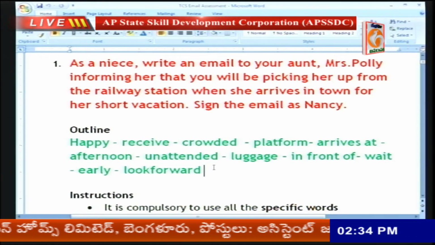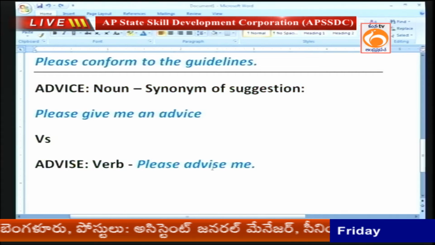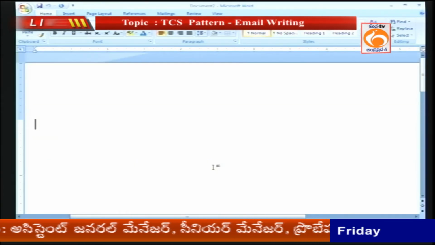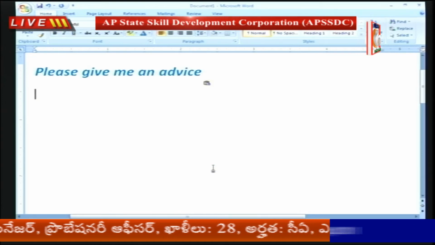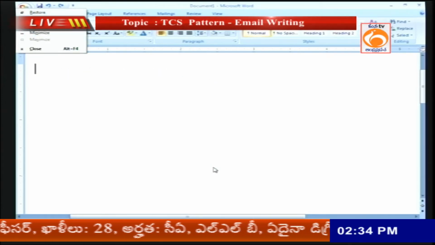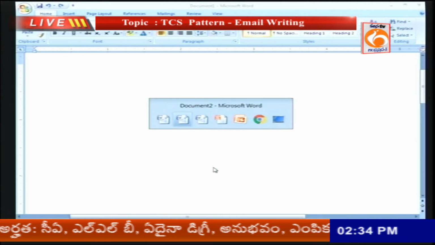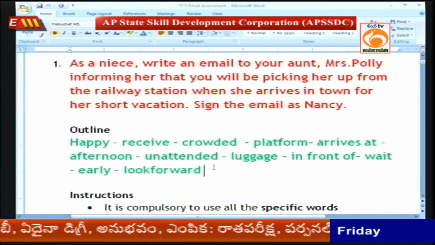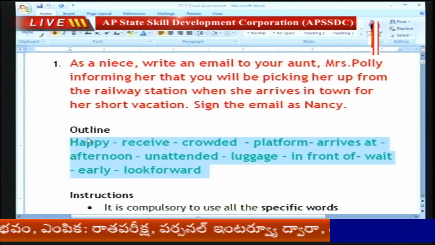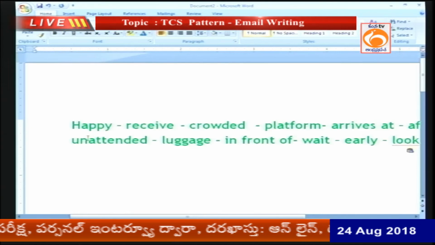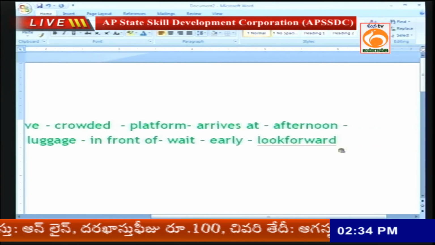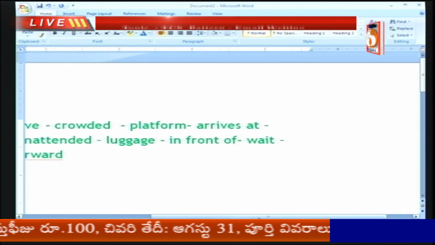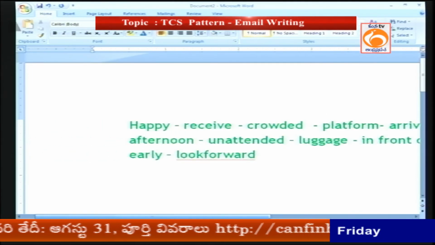All right, let's go. Just a moment. I'm going to change the alignment so that you can see it clearly.